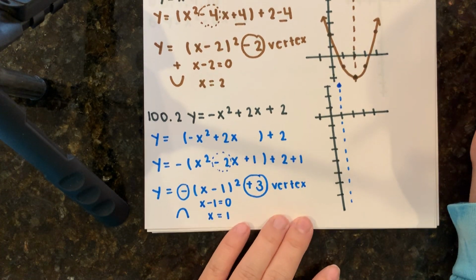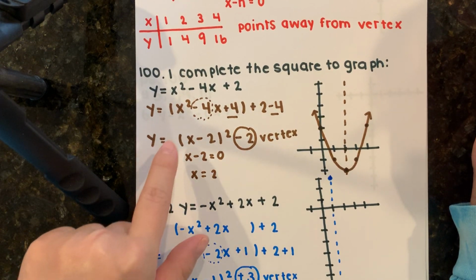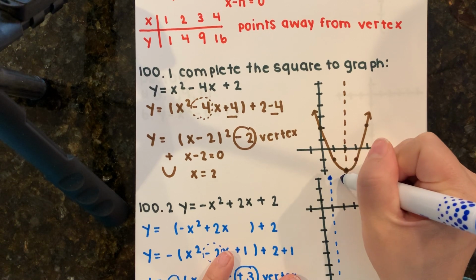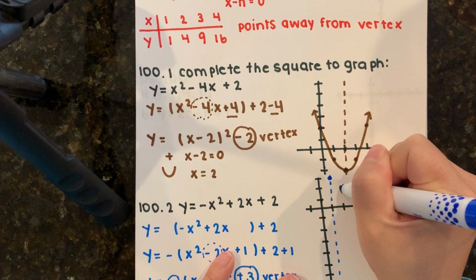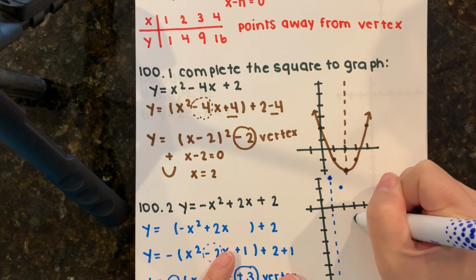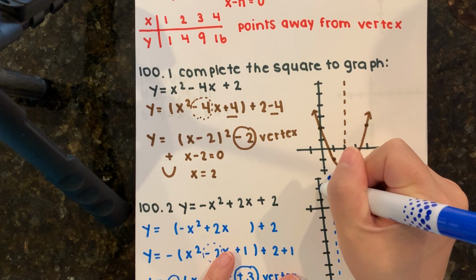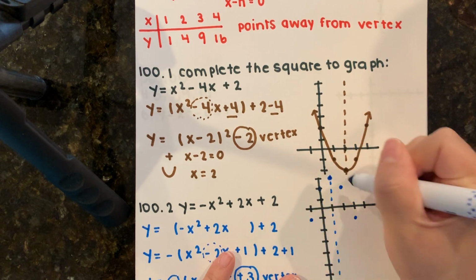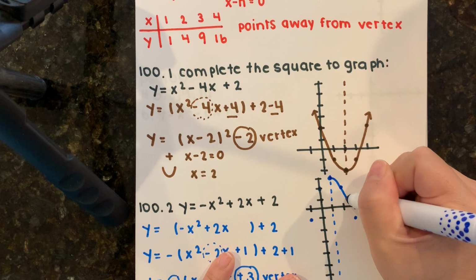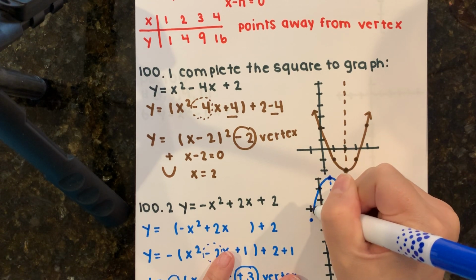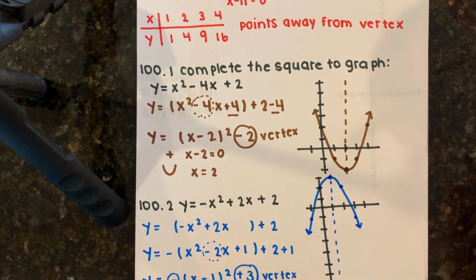Now it's a sad face parabola, so I'm going to go back to this chart right here, the 1, 1, 2, 4. So from there, I'm going to go over 1, down 1. Or over 2, down 1, 2, 3, 4. So over 1, down 1, over 2, down 4. And I'm going to make a sad face parabola. And that is going to be your graph of your diagram.